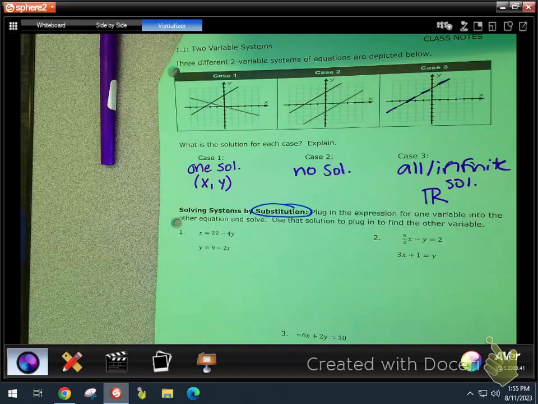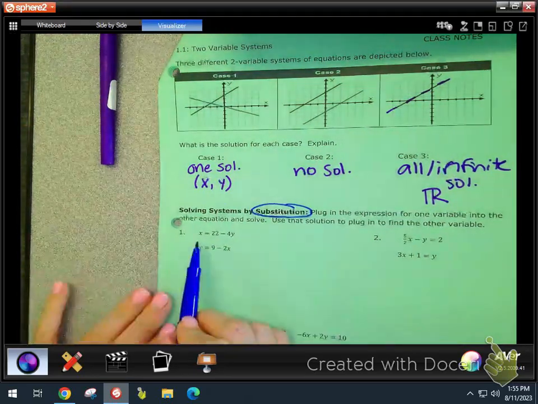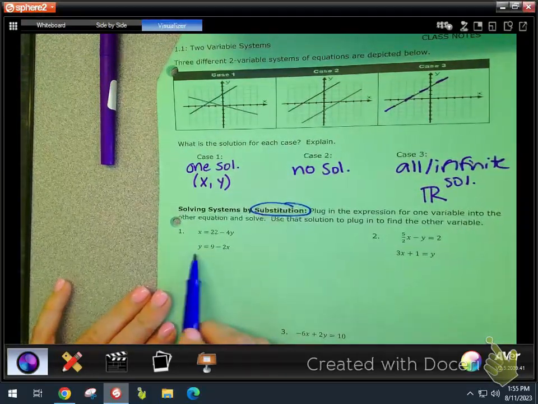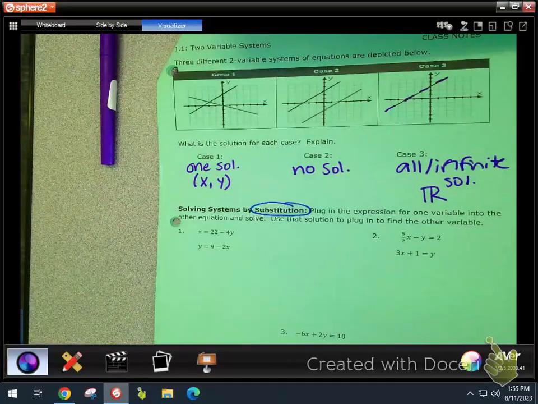So I know that I can use substitution in this problem. I have x isolated in my top equation. I have y isolated in my bottom equation, so you get a choice.